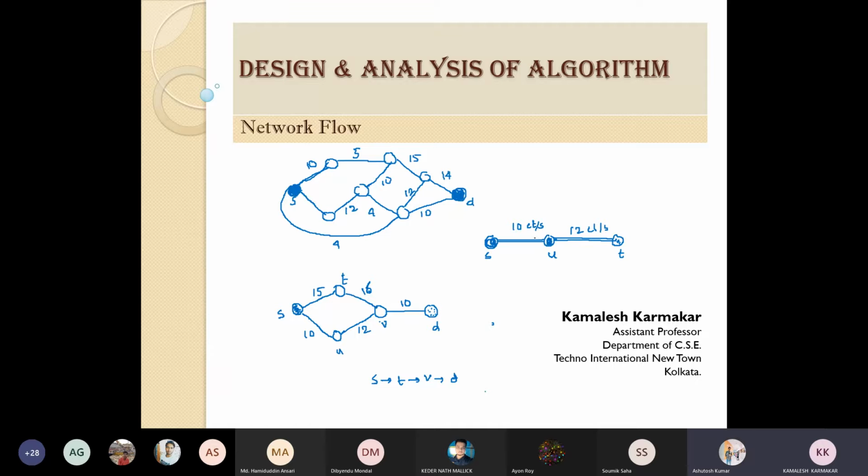Yes, sir. So from S to U, maximum flow is 10 cubic liter per second. From U to T, maximum flow is 12 cubic liter per second. But U is receiving only 10 liter per second, so it will not be able to forward 12 cubic liter per second to T. It's not possible. It's an intermediate node of the graph. An intermediate node can relay or forward at most the amount which it has received. It's not a producer.